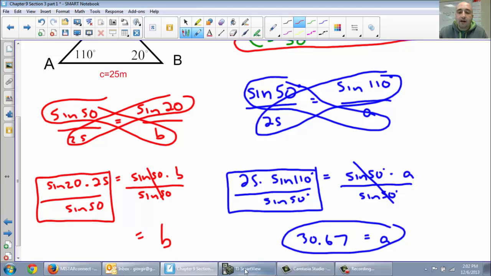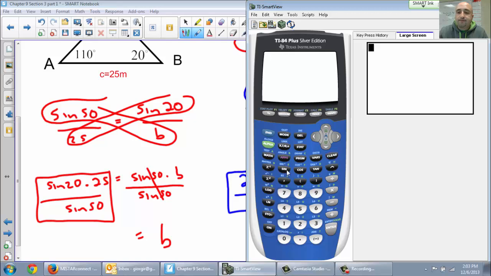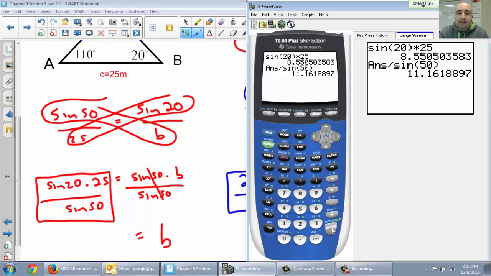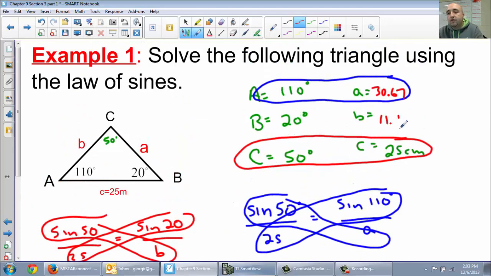And we're going to type that right in on our calculator. Sine of 20, and I'm getting that from up top, times 25. I would do just the top and then divide it by the bottom. Enter, I get 8.55, and then we're going to divide that by the sine of 50, close your parentheses. And little b is 11.16. I'm going to go back up here and finish it off with 11.16.